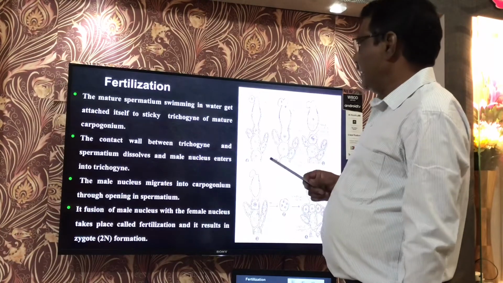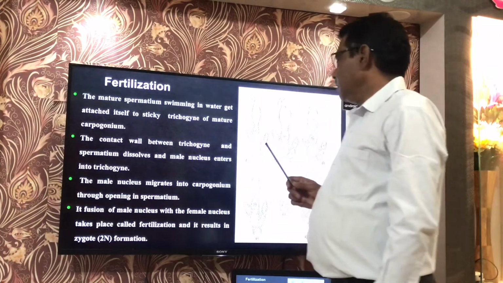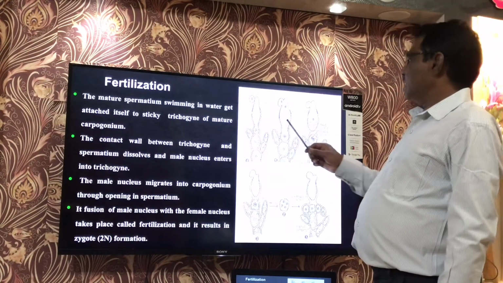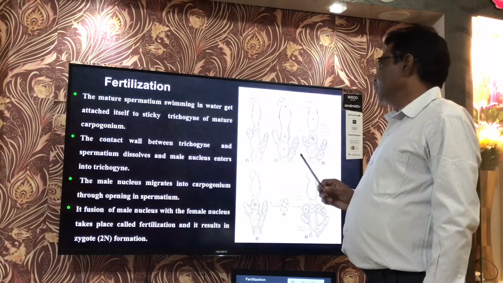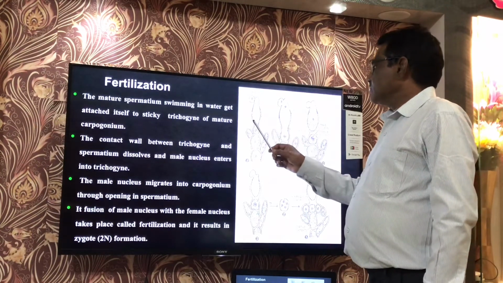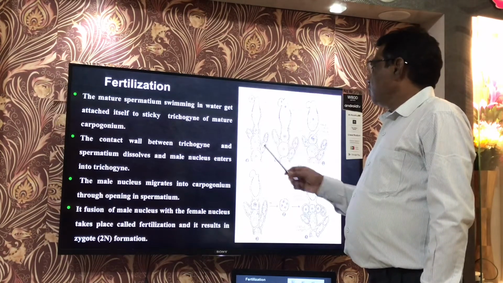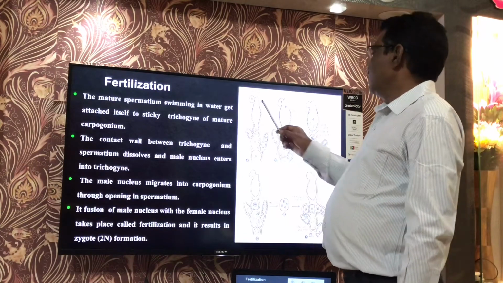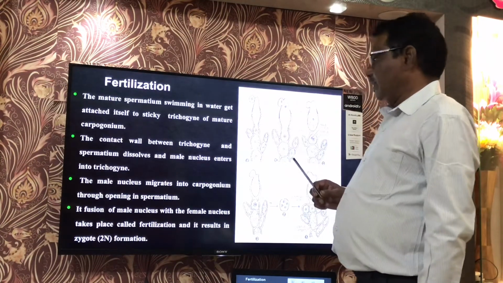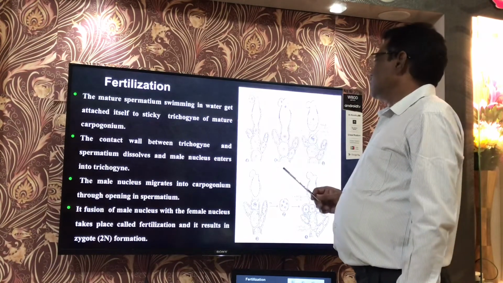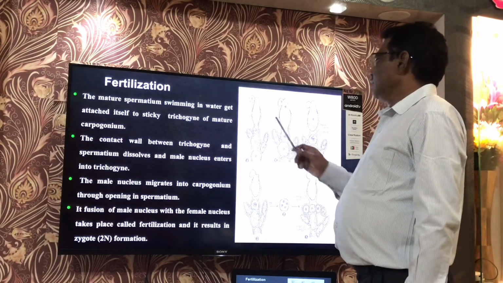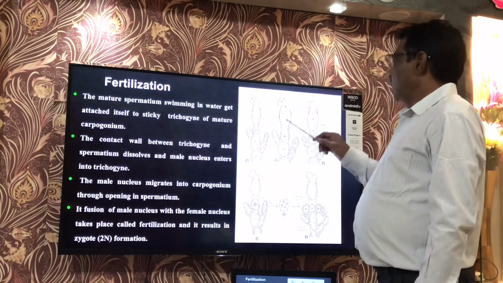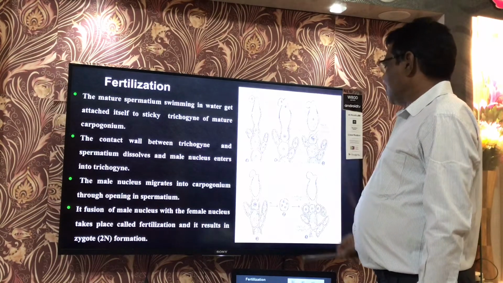As I have told you, the mature spermatia swimming in water get attached to the sticky trichogyne of the mature carpogonium. That means this carpogonium, towards maturity, produces a sticky substance along the wall of the trichogyne. So these male gametes, that is spermatia, get easily attached to the wall of the trichogyne. When such spermatia get attached to the trichogyne, the contact wall between the spermatium and trichogyne gets dissolved, and the male nucleus migrates into the trichogyne.